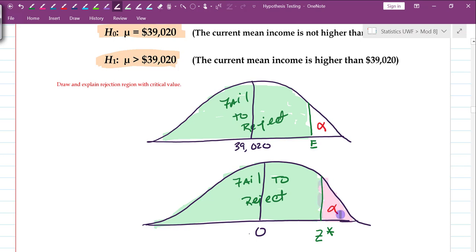then we will reject H naught and conclude the alternative is true, that in this case the mean income has increased and is now greater than $39,020. Okay, and again, this is a one-tailed test. It is a right-tailed test because our error is in the right tail, and all of alpha is in one tail. So it's a one-tailed test. It's greater than, remember, this points to the direction of the tail that we're interested in. And so it's pointing to the right, and so we know we have a right-tailed test.